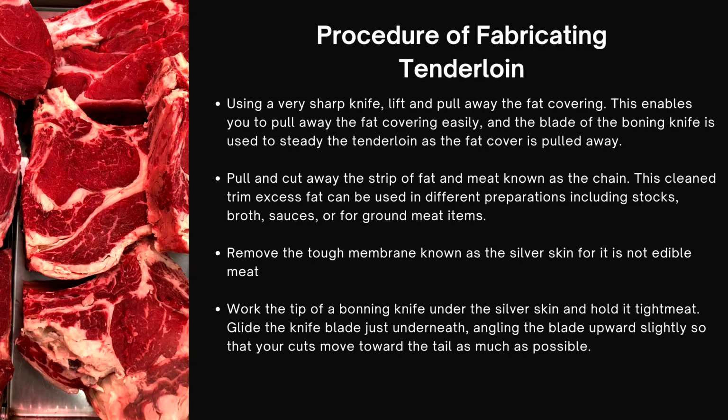Second is pull and cut away the strip of fat and meat known as a chain. This clean trim excess fat can be used in different preparations including stocks, broth, sauces, or for ground meat items. Remove the tough membrane known as the silver skin, for it is not edible meat. Last one is work the tip of a boning knife under the silver skin and hold it tight. Glide the knife blade just underneath, angling the blade upward slightly so that your cuts move toward the tail as much as possible.